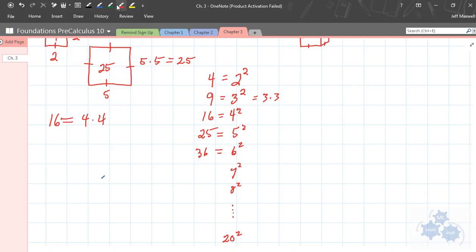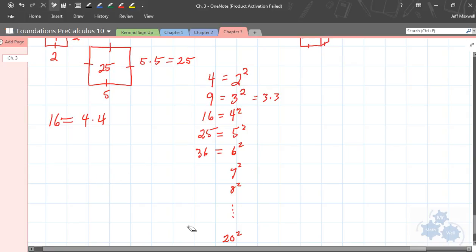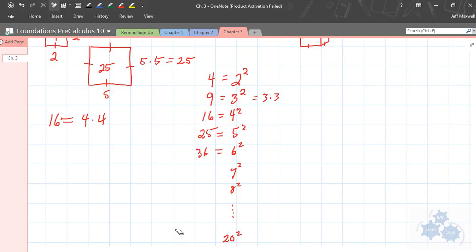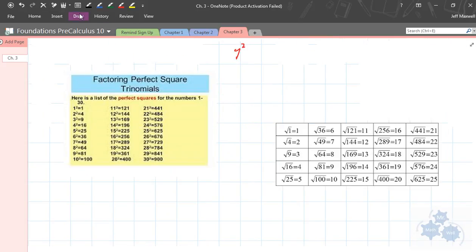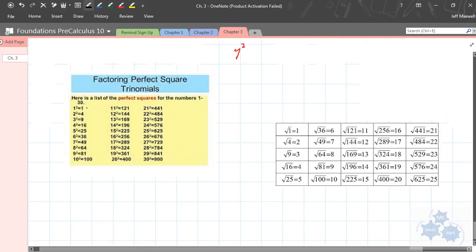So just take a moment to do that. Write them out in your book. I want you to start to memorize these perfect square numbers up to 20. In our list here, obviously 1 squared is 1, 2 squared is 4, 3 squared is 9, and so on. So here's your numbers up to 20, okay, right here.